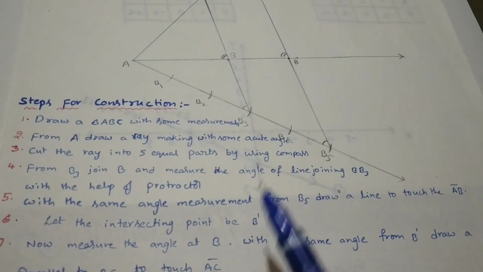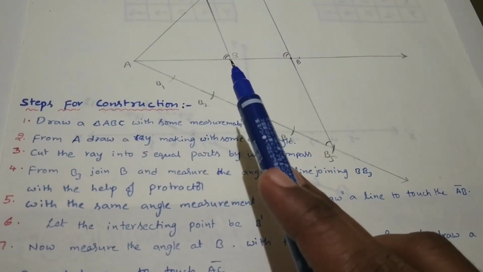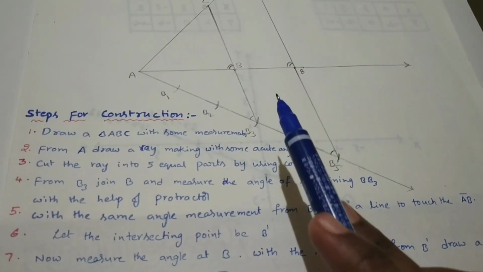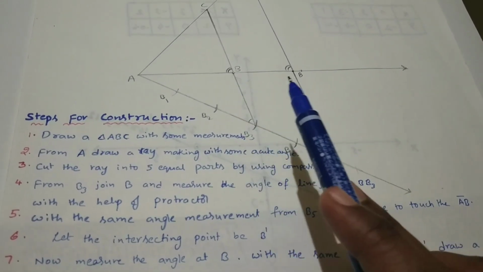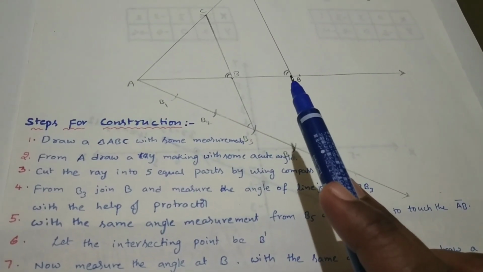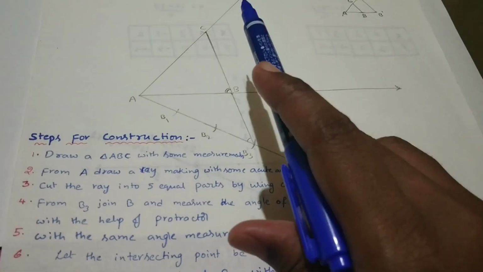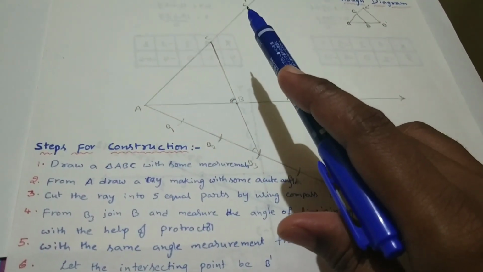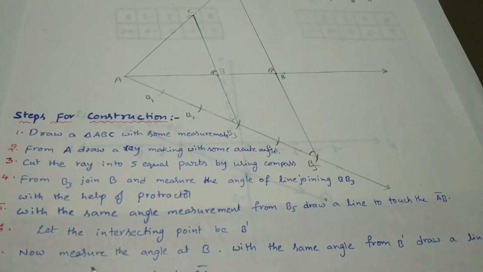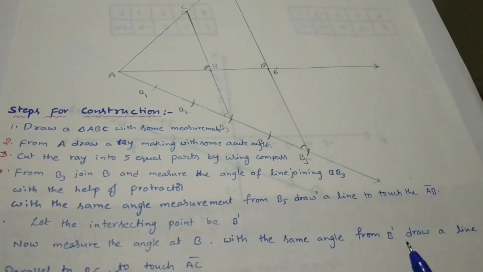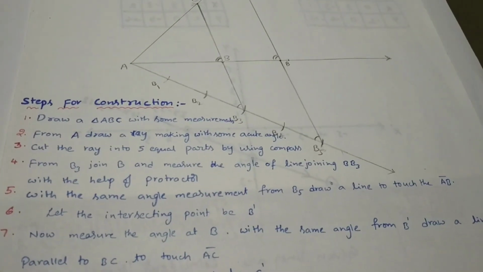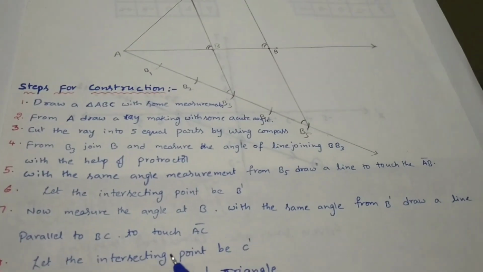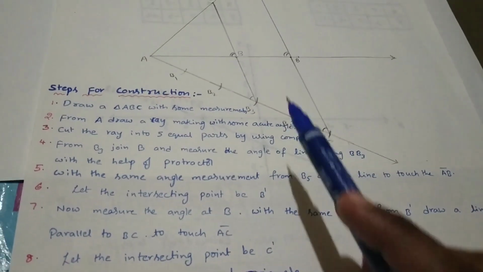Now measure the angle at B with the help of the protractor. With this same angle, from this point B dash, draw one more line so that it touches the AC line. From B dash, draw a line so that it is parallel to BC and touches the AC line. Let the intersecting point be C dash.